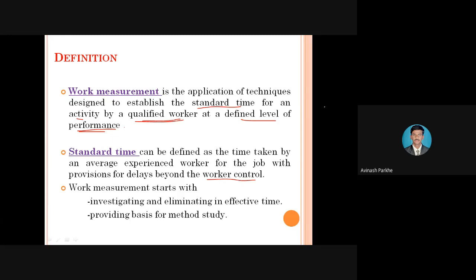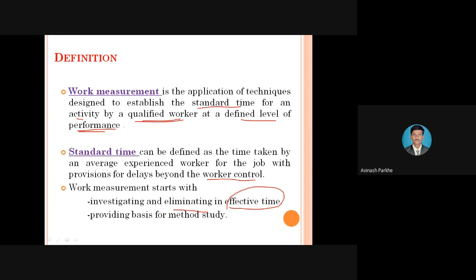So the work measurement starts with the investigation and elimination of ineffective time. How much amount of effective time is required to perform that particular task. So that effective time will be calculated by considering all the types of allowances.